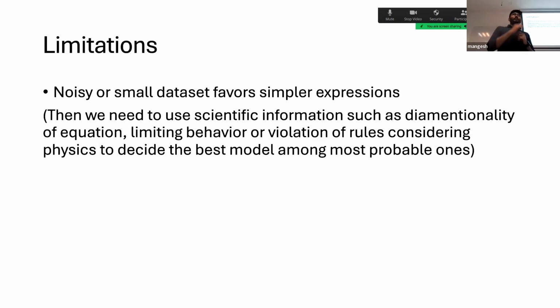You have to find the explanation, the physical interpretation of your data, or of the function you got. You can do that using the dimensionality of the equation. Each term in the equation should have the same dimensionality, the same units, basically. You can test it using limiting behavior: as things go to infinity, what should be the answer of your function? You might know from the science behind it. You can also check violations of rules, let's say singularity or something.